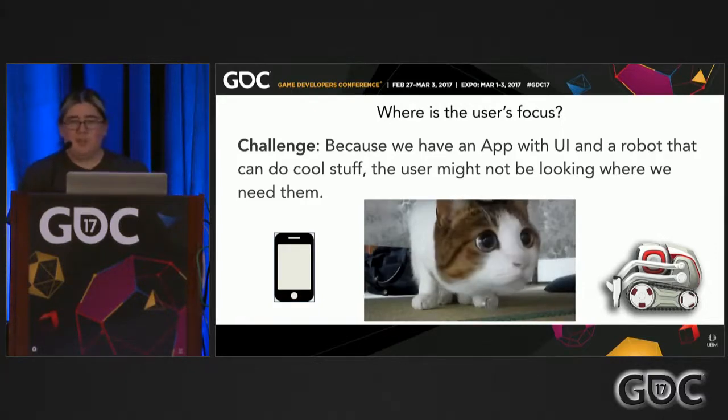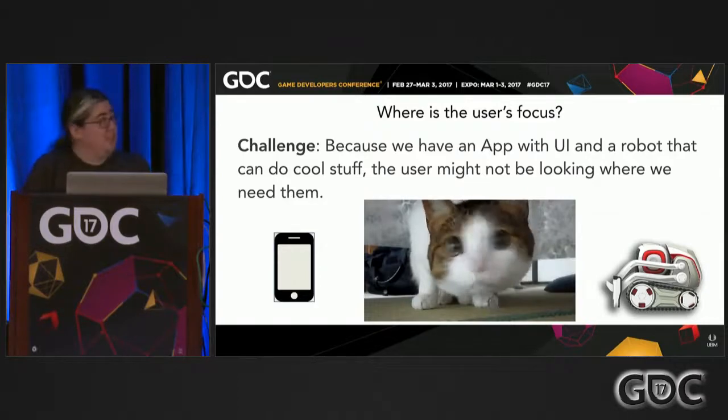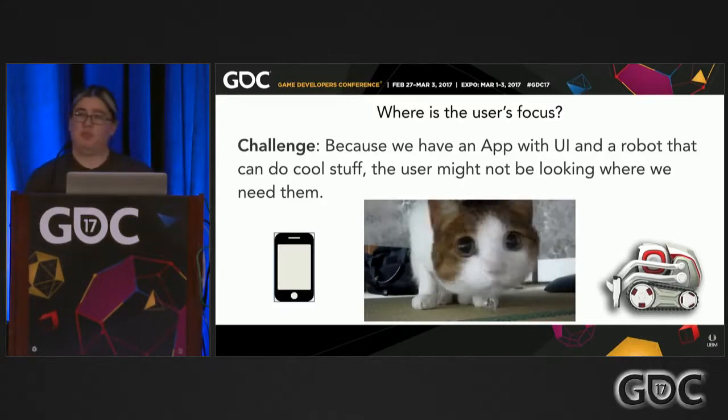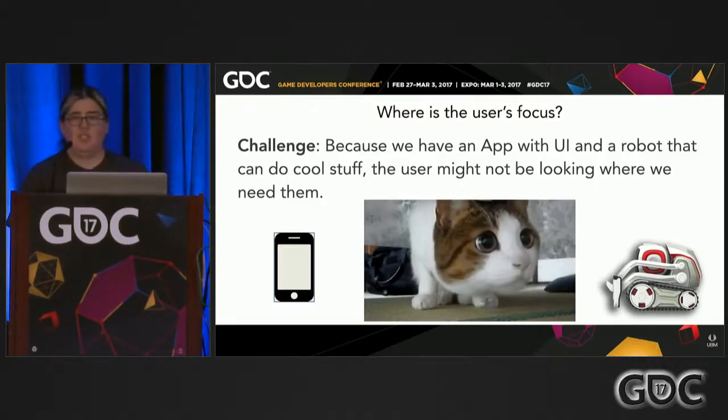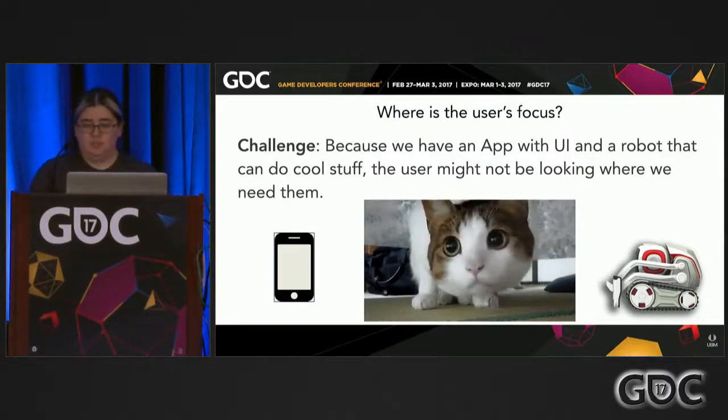But we don't even know where the robot is in location in comparison to the device. Some people completely put their phone away. Most of the time we want people to focus on the robot, but sometimes we need them to look at instructions or see their score or something, and they need to look back at the camera, and we just don't know where they're looking.